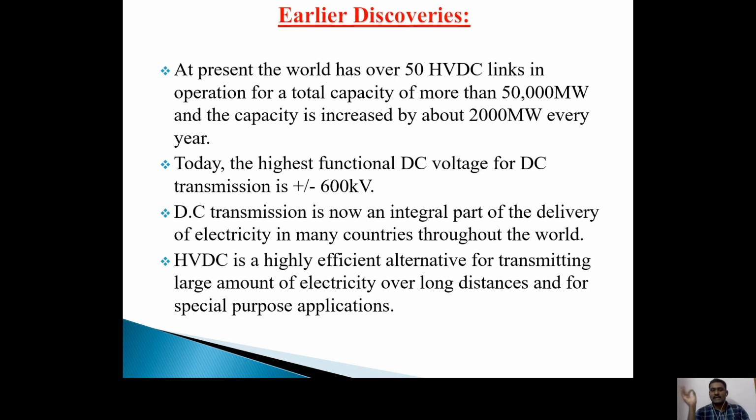The DC transmission is now an integral part of the delivery of electricity in many countries throughout the world. So if we define HVDC, HVDC is a highly efficient alternative for transmitting large amounts of electricity over long distances and for special purpose applications. This is the definition of HVDC. What is meant by HVDC? HVDC is a highly efficient alternative for transmitting large amounts of electricity over long distances and for special purpose applications.